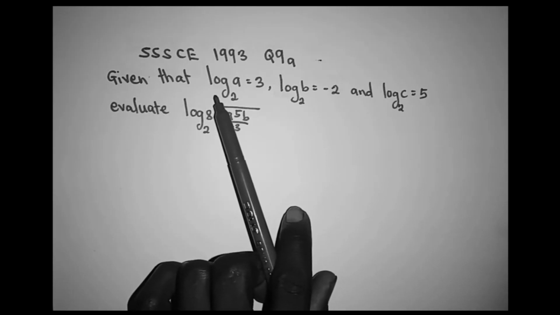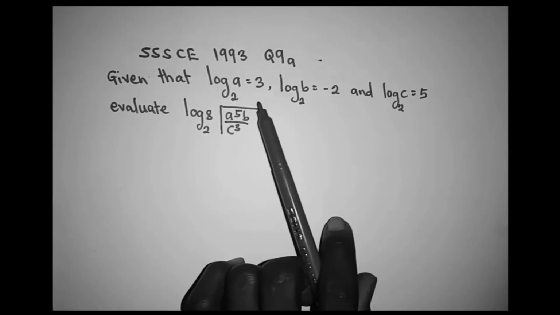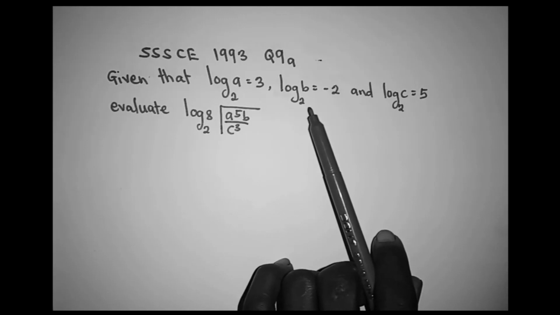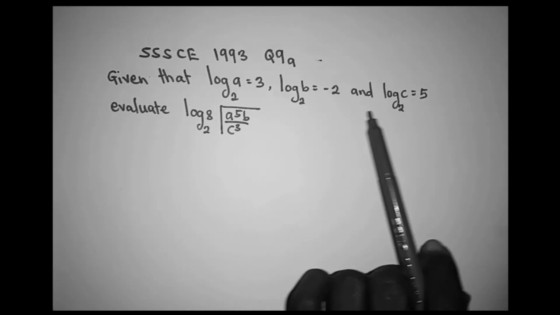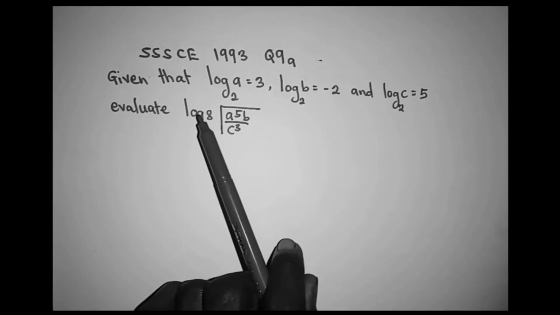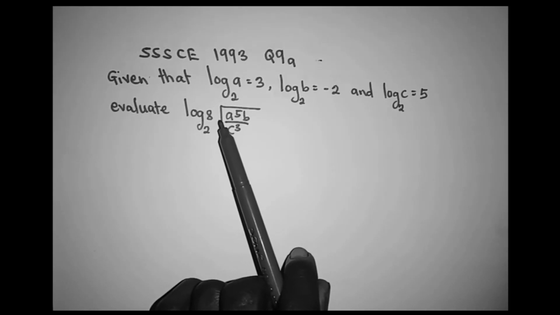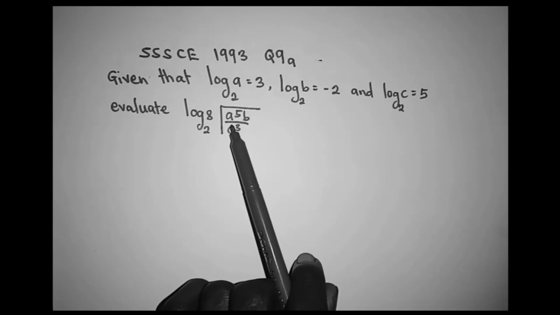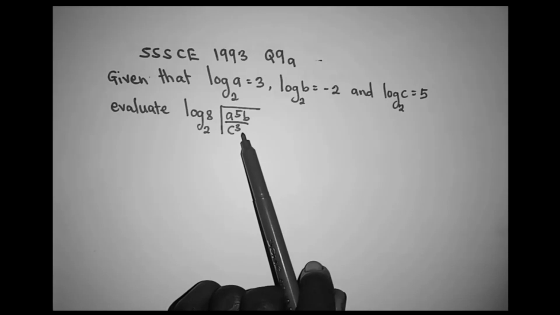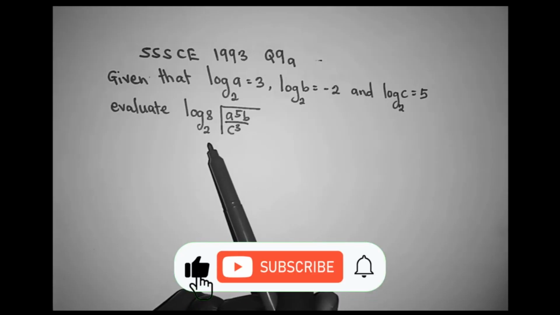Given that log a base 2 is equal to 3, and log b base 2 is equal to minus 2, and log c base 2 is equal to 5, evaluate log a times square root of a exponent 5 times b divided by c cubed, base 2.